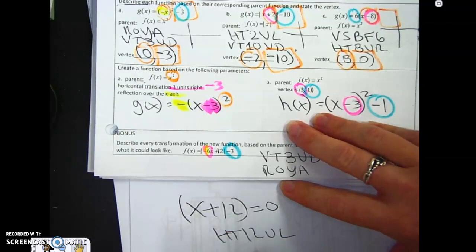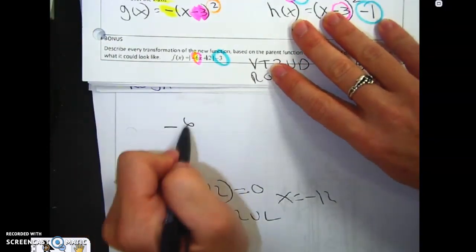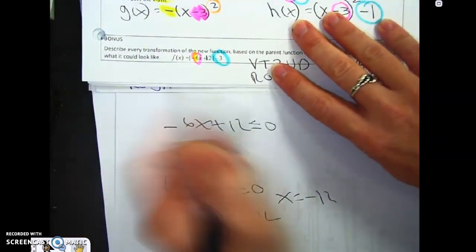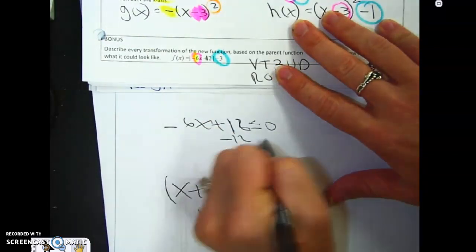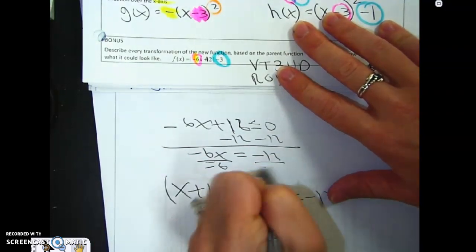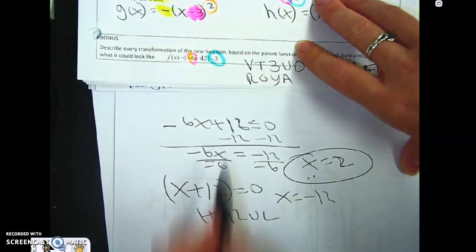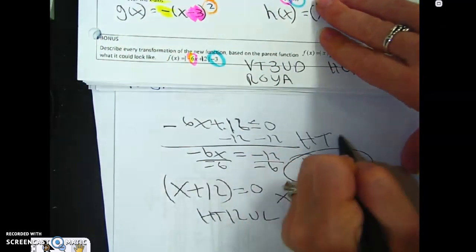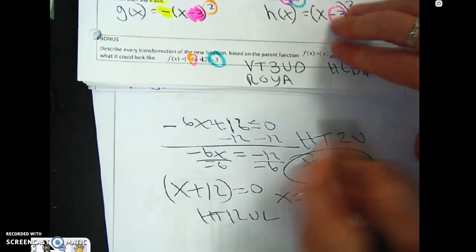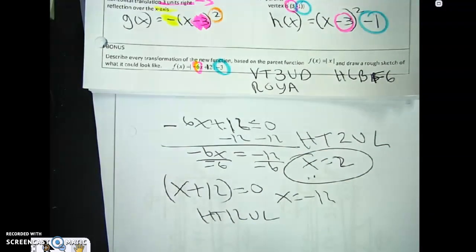Because if I set it equal to 0, that would be x equals negative 12. But if I had, let me move this here, negative 6x plus 12 equals 0, and I ask you to solve that, it would be minus 12, negative 6x equals negative 12, divide by negative 6, divide by negative 6, x equals 2. So the translation isn't the 12, it's the 2. So it would be a horizontal translation, 2 units left.